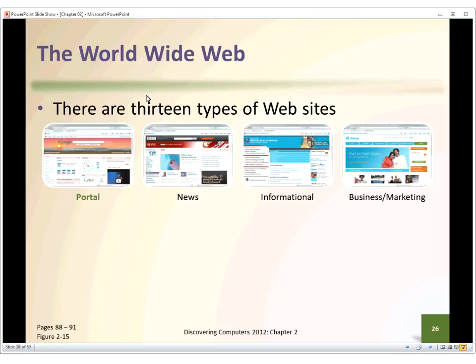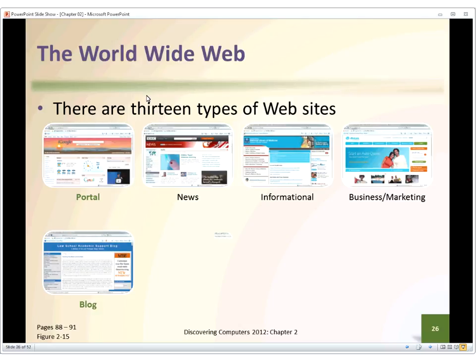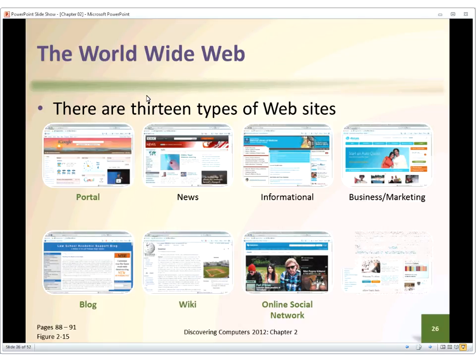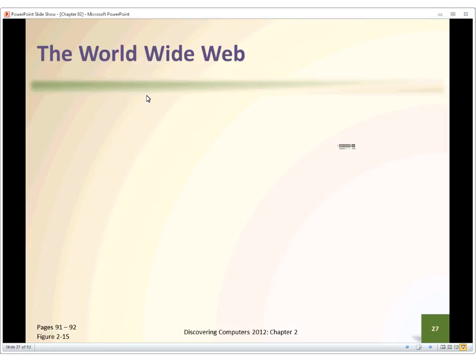But there's a portal. You know, WebAdvisor is kind of a portal that you can get into through Aloni. You'll have other portals like on Facebook. When you log on, there's a portal for that as well. There are news websites. There are informational websites, business and marketing, blogs and wikis where you can interact and participate. Online social networks. So we already talked about Facebook and some of the others that are out there. Educational sites. That's the first 8.